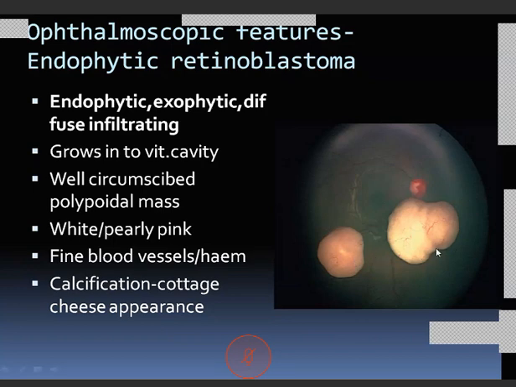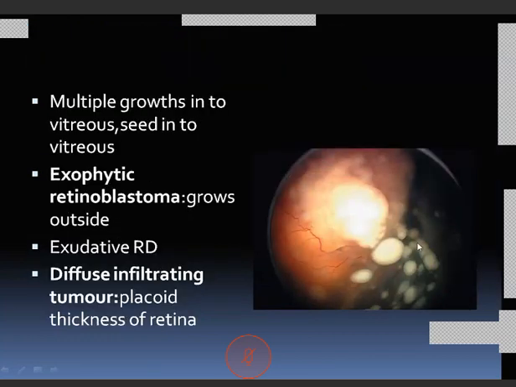Endophytic retinoblastoma: we can see multiple growths which extend into the vitreous, with multiple tumor seeds in the vitreous cavity. Then coming to exophytic retinoblastoma, it grows outside, leading to, as I told you, exudative retinal detachment. Whereas in diffuse infiltrating tumor, we can see the placoid thickness of the retina.